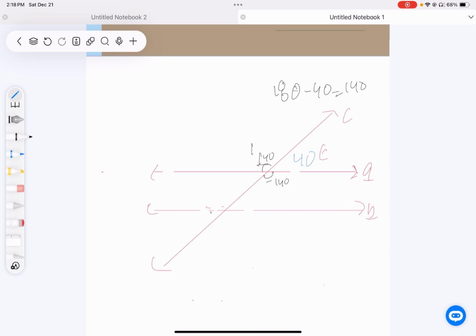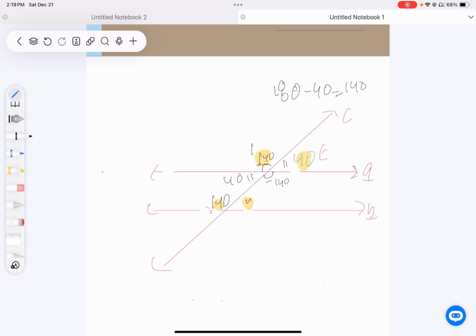And again, we can implement the vertical angle idea right here and right here to say that this angle must equal 40 degrees, right? Now we can move on to our corresponding angles. So we could see right here that this angle is 140. So that means that this angle must also be 140 due to our idea of corresponding angles. So we could state down here, this equals 140. Similarly, we could use the same idea that this angle equals 40. This angle must also equal 40.